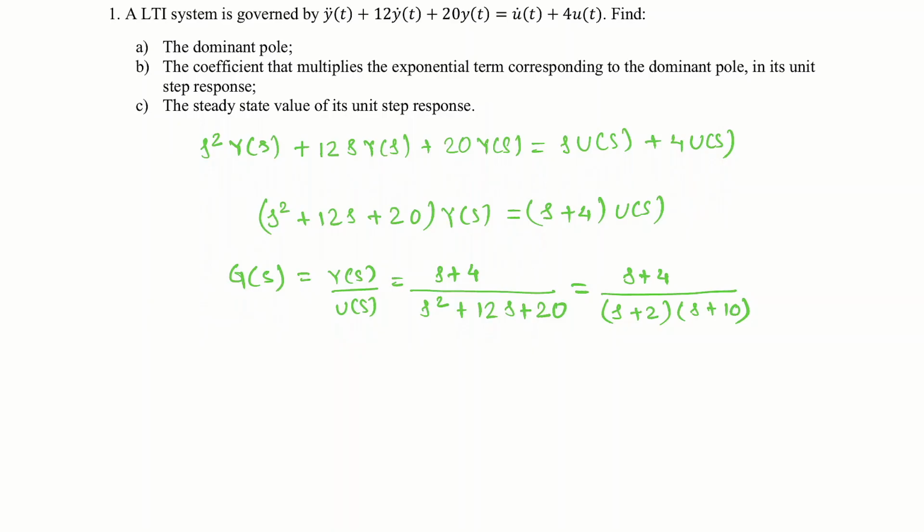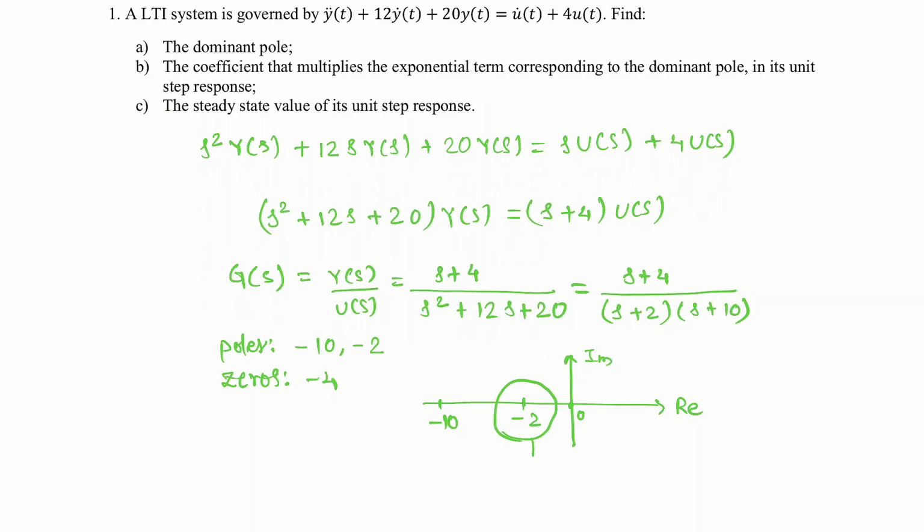So in part A we are asked what is the dominant pole. The dominant pole is the one which is closer to the imaginary axis or origin. Poles here are minus 10 and minus 2, and the zero of this transfer function is minus 4. So if we draw the imaginary axis and the real axis, this is the origin. The one which is closer to 0 or the imaginary axis is the dominant pole. This is the answer for A.